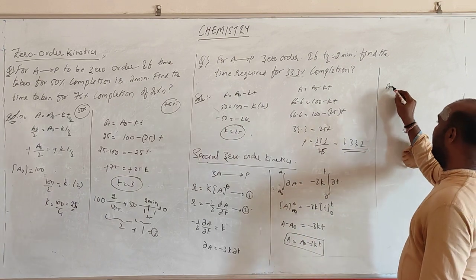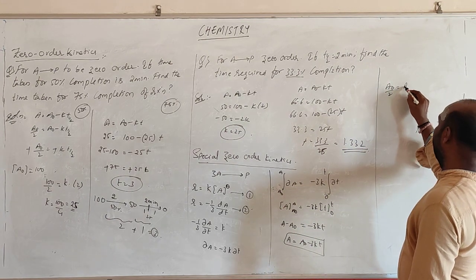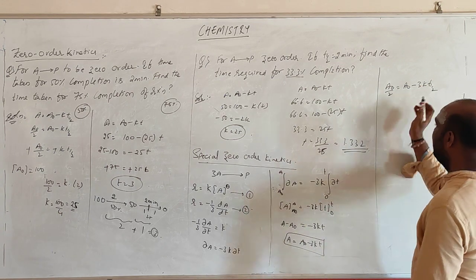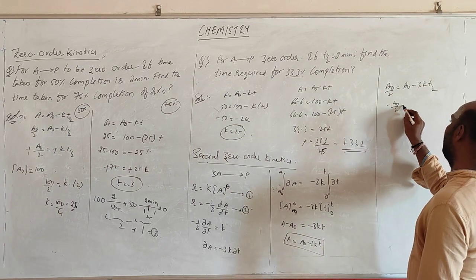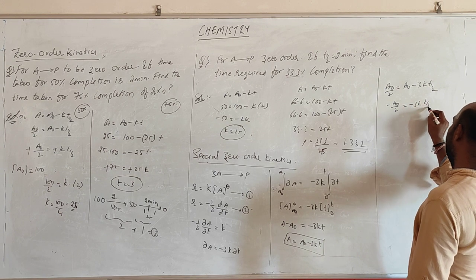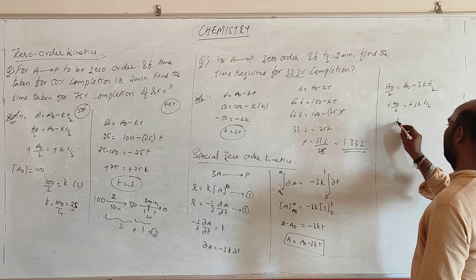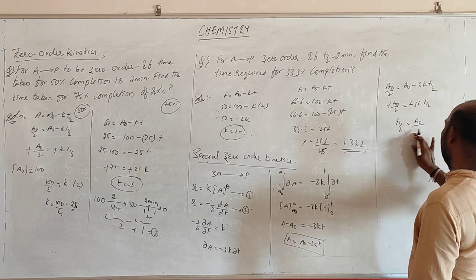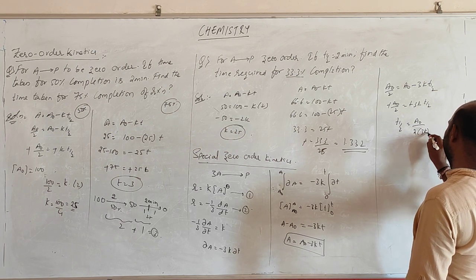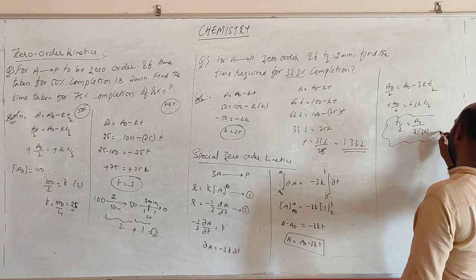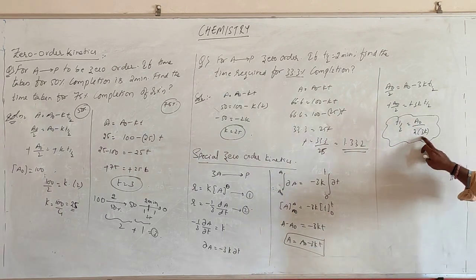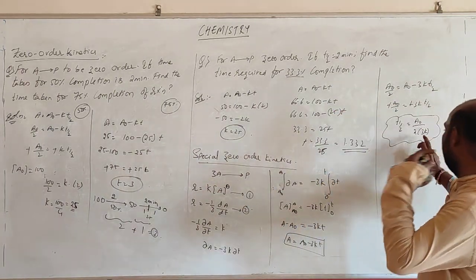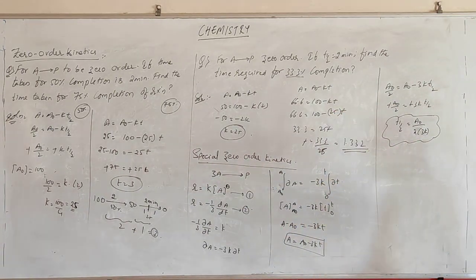Suppose you want T half for this one. A naught by 2 is equal to A naught minus 3K T half. So minus A naught by 2 is equal to minus 3K T half, and the minus cancels. So T half will be equal to A naught by 6K, or 2 into 3. So whatever the stoichiometric coefficient is, here it is 3, you will be getting A naught by 6K.